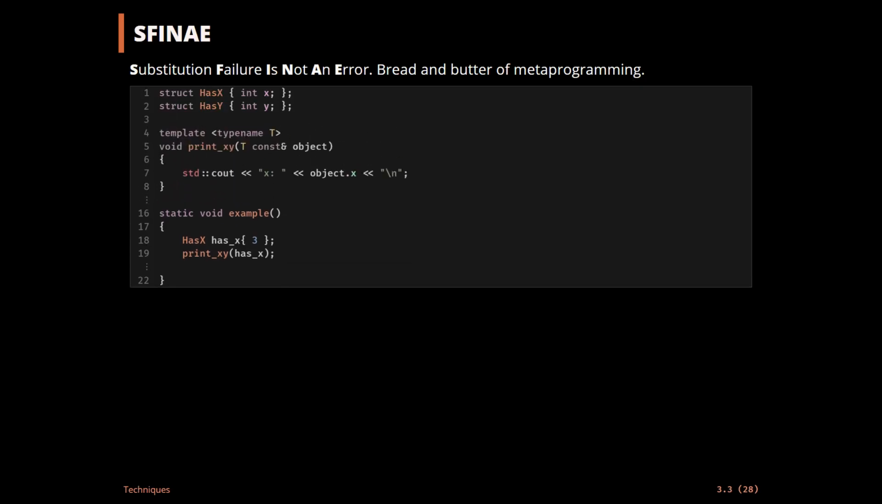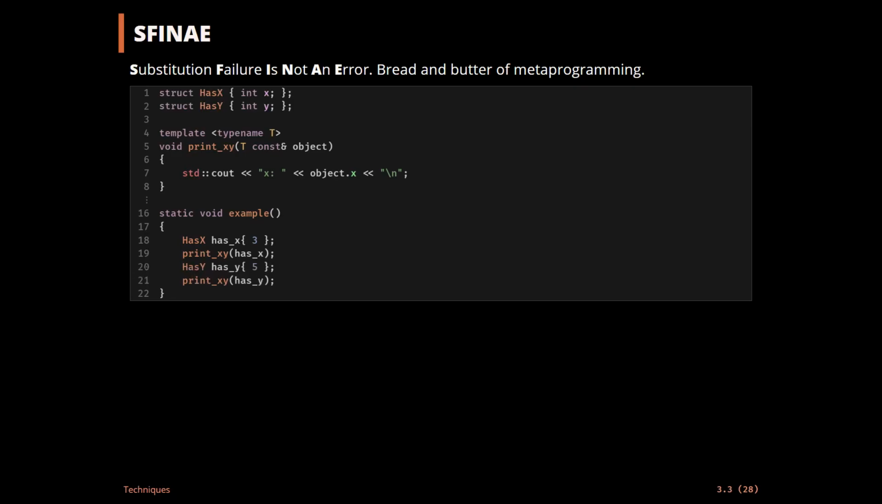If you look at printXY, I'm going to say that's a function that will print an x or a y on any type. In this function I just take a constant reference to an object, and then I do std::cout, I print x colon, and then I print the value of x. So I do object.x, and then I print a new line. Should be straightforward enough, and can take any type. So now we have HasY. We create it in the example function, and we're calling printXY.